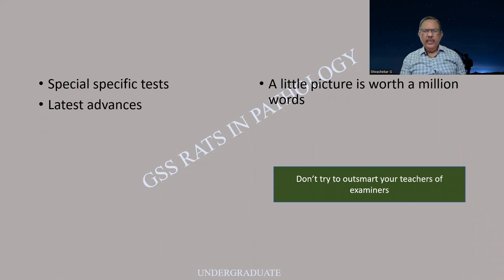These are certain things which we may know, or it will get us additional marks. Special specific tests. What are the latest advances? For example, the molecular changes, chromosomal changes, a special investigation, or a special stain. When you add these to your answer, you score an additional mark. And moreover, a picture is worth a million words. Always try to have a line diagram for any answer. Subheadings we have already mentioned. Second one is line diagrams.